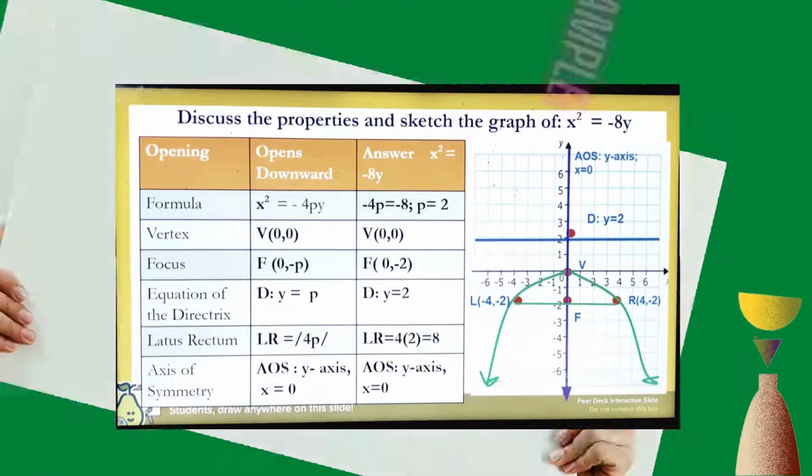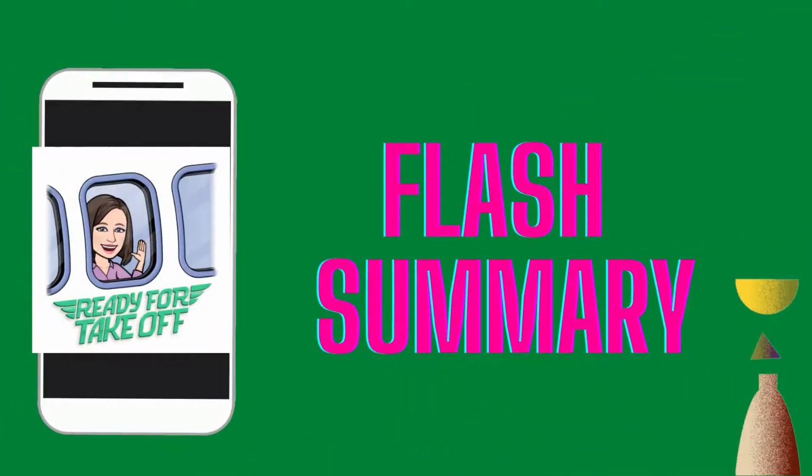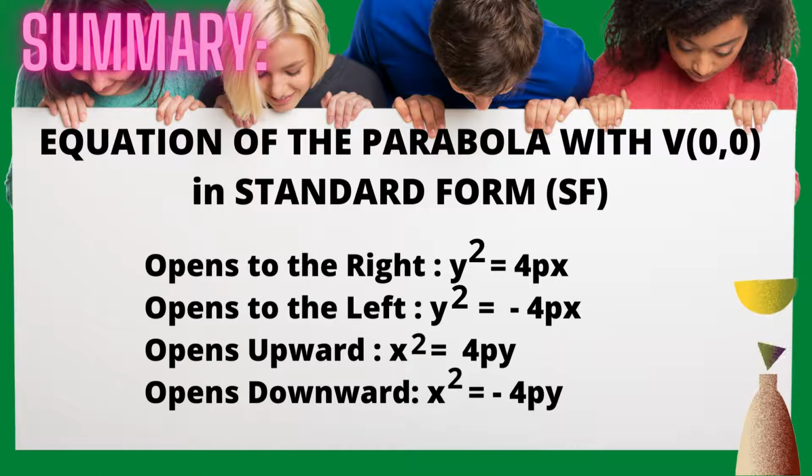Okay. So let us now proceed to the flash summary. In summary, we can say that the equation of the parabola with vertex at 0, 0 in standard form are given by y squared equals 4px. As you can see, we have here four equations or four formulas. If the parabola opens to the left, the equation is y squared equals negative 4px. Opens upward, the equation is x squared equals 4py. And if the parabola opens downward, the equation is x squared equals negative 4py. It is important to memorize the standard form of the parabola.